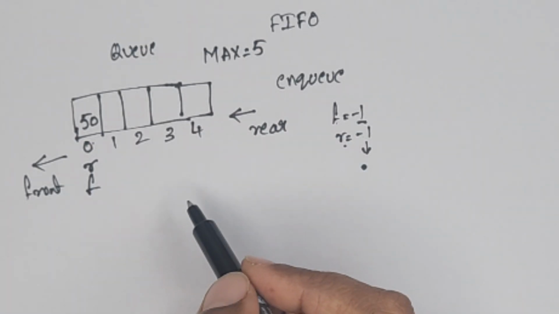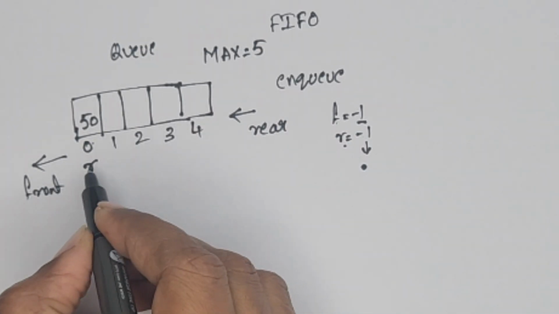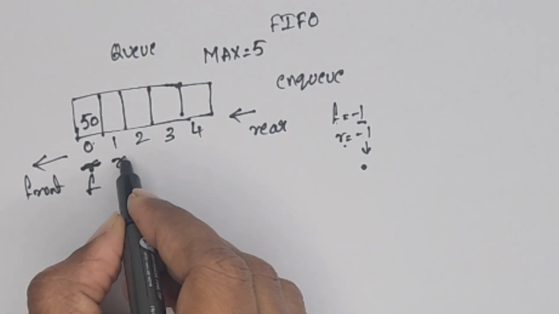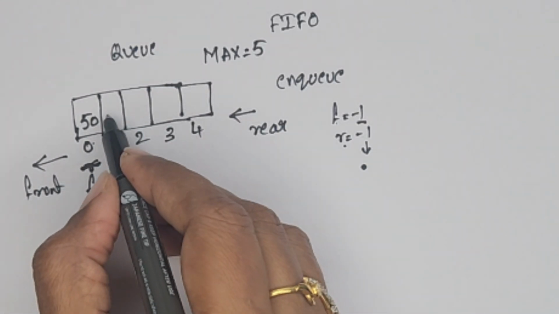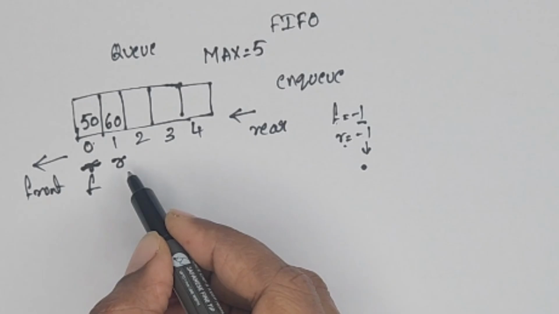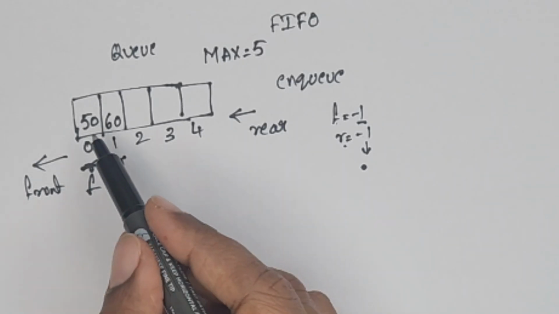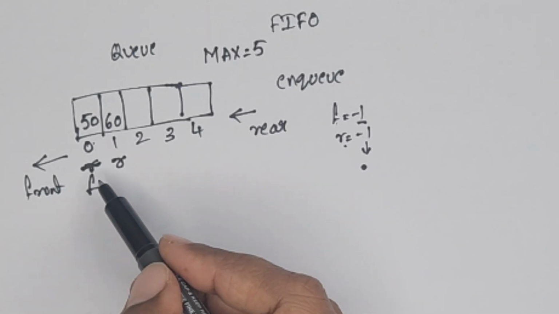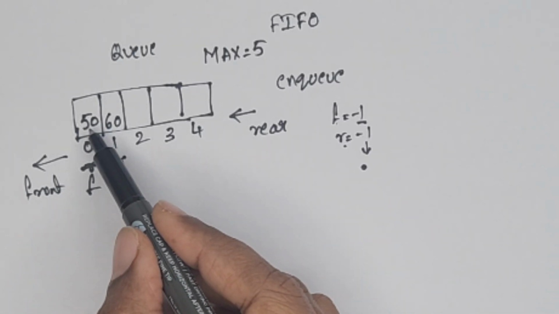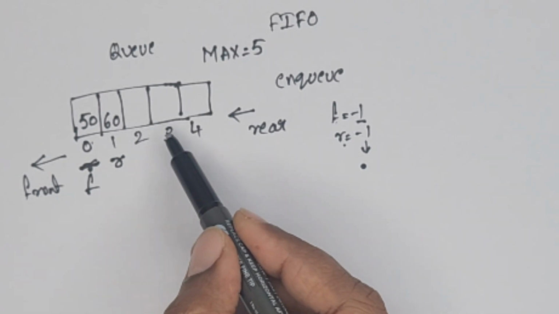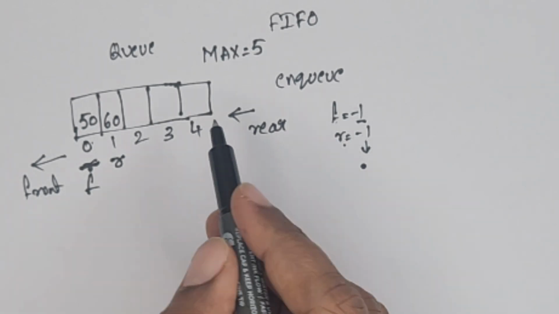Next, again insert. Means on the rear side we have to insert the element. Increment rear value, 0 plus 1, 1. Now rear becomes 1. In this location, insert the element. Now no need to change front. This is front, the first inserted element. So every time no need to change the front. Whenever we insert the first element, front and rear become 0. Every time only rear we have to increment.